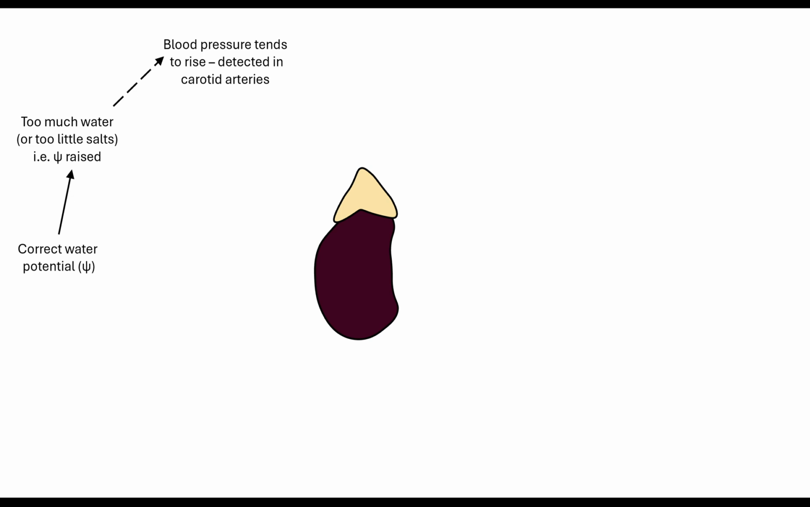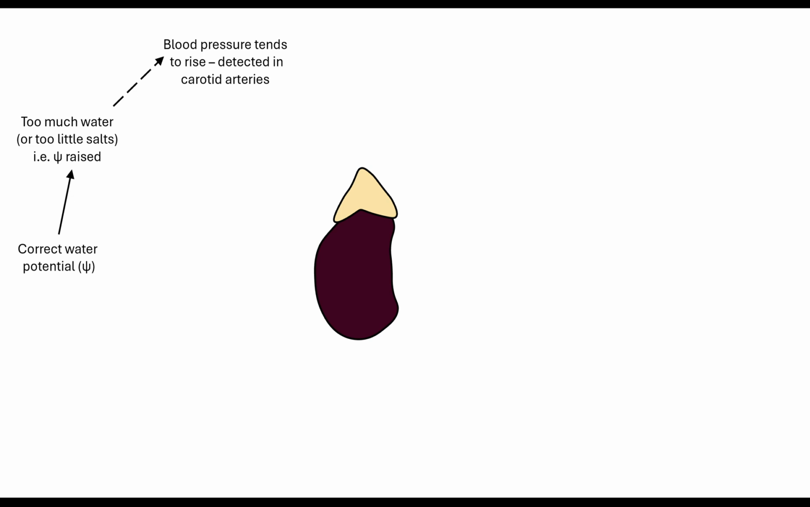Now, it's important for us to note that the excretion module links very much to the animal response module and also links very much to the hormonal system. So they'll never leave it as a standalone topic area. You need to find your links. So if we have too much water or too little salts, if our blood pressure is rising because our water potential is rising, this is going to be detected by receptors in our carotid arteries.